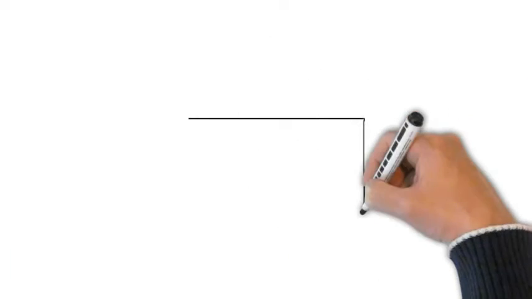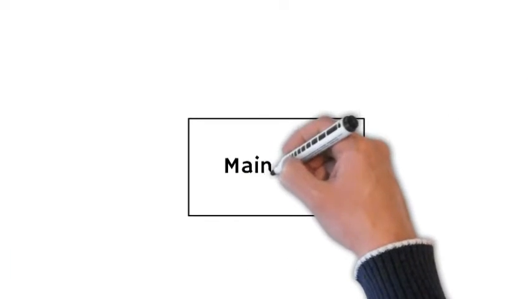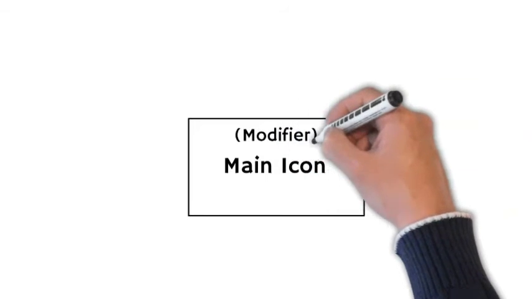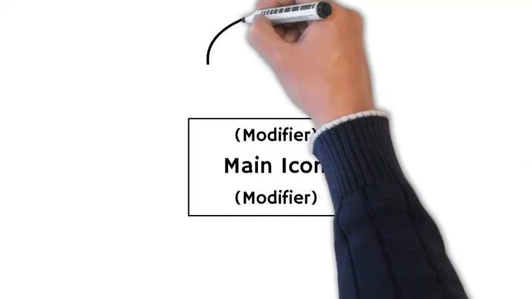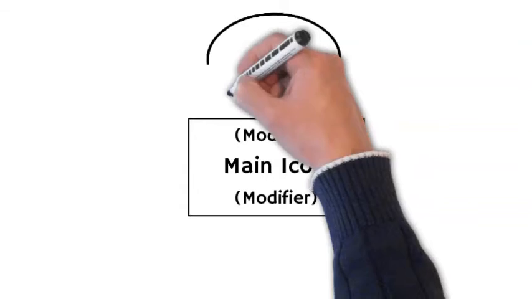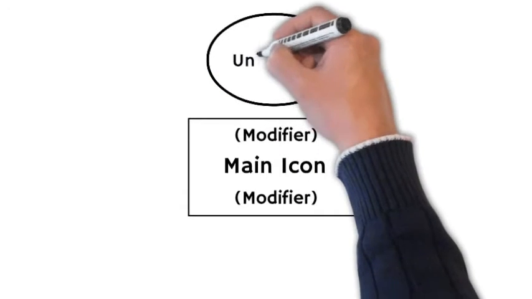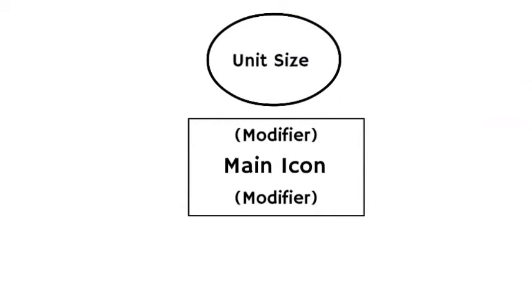Now that we understand that only the main icon and the modifiers go inside of the frame, let's talk about the other items that go outside of the frame. The unit size, if known, is placed directly above the frame, depicting the size of the units or the installations. Let's take a look at some examples.